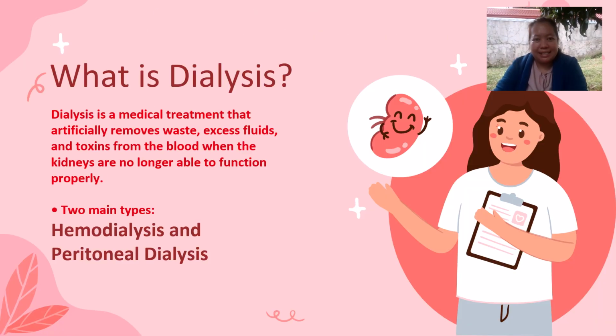What is dialysis? Dialysis is a medical treatment that artificially removes waste, excess fluids, and toxins from the blood when the kidneys are no longer able to function properly. It is used in chronic kidney failure or acute kidney injury. It acts as a substitute for lost kidney function. There are two main types, hemodialysis and peritoneal dialysis, which we will talk about further in the next slides.